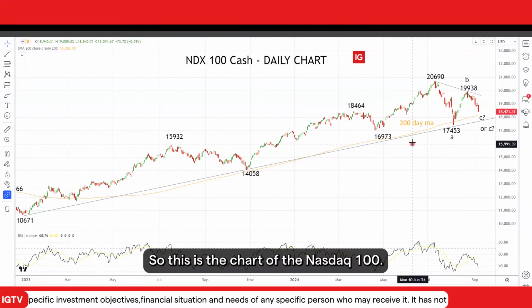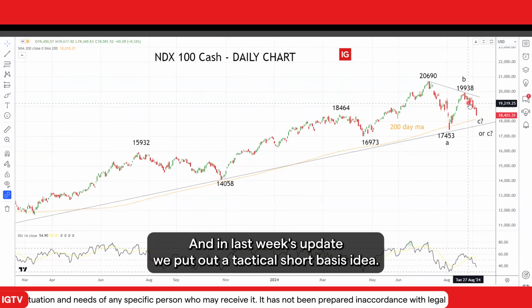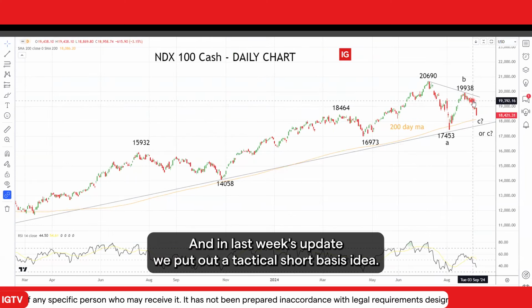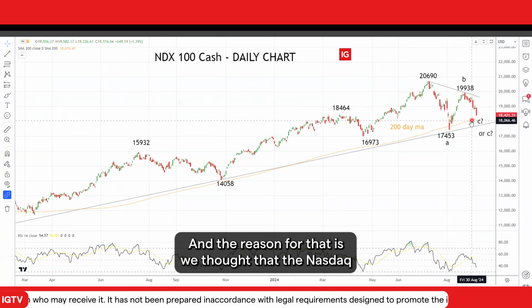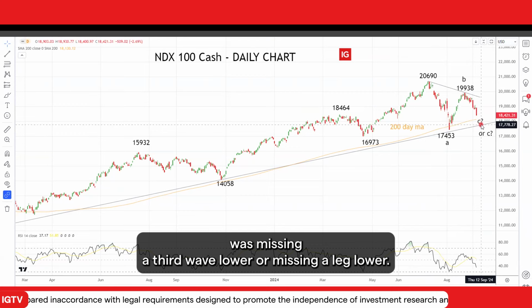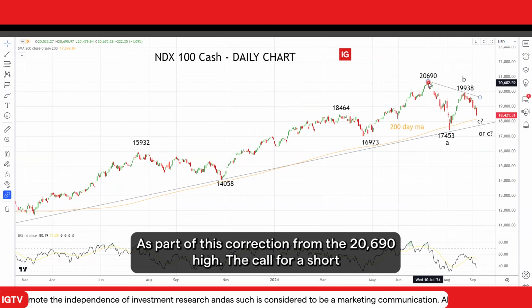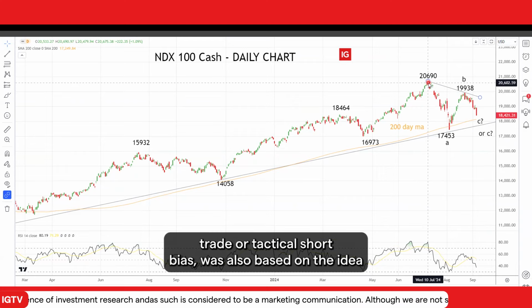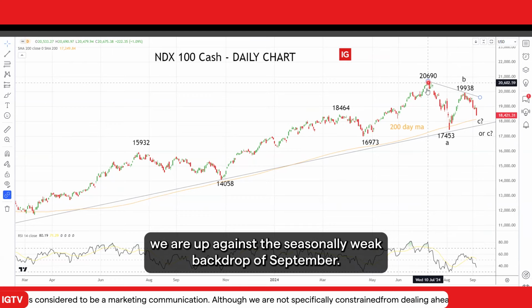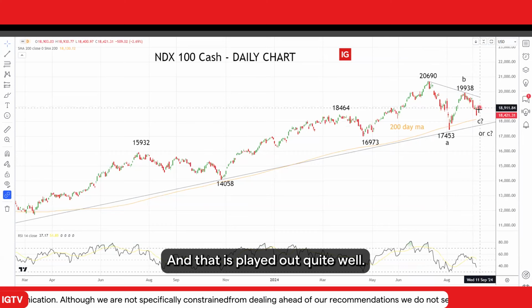Okay, so this is the chart of the Nasdaq 100. In last week's update, we put out a tactical short bias idea. The reason for that is we thought the Nasdaq was missing a third wave lower, or a leg lower, as part of this correction from the 20,690 high. The call for a tactical short bias was also based on the idea that we are up against the seasonally weak backdrop of September. And that has played out quite well.